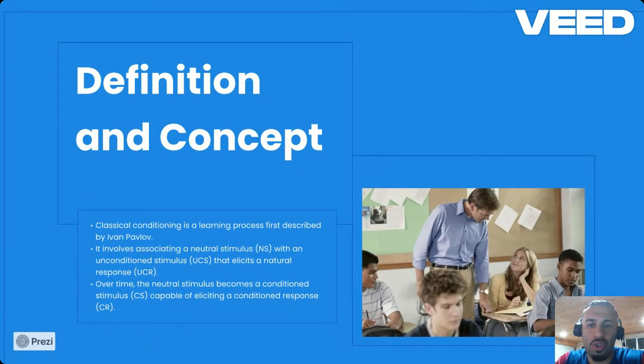Today I'll be dissecting Module 4, which is about learning, how learning shapes our behavior. Classical conditioning is a learning process first described by Ivan Pavlov. It involves associating a neutral stimulus with an unconditioned stimulus that elicits a natural response. Over time, the neutral stimulus becomes a conditioned stimulus capable of eliciting a conditioned response.